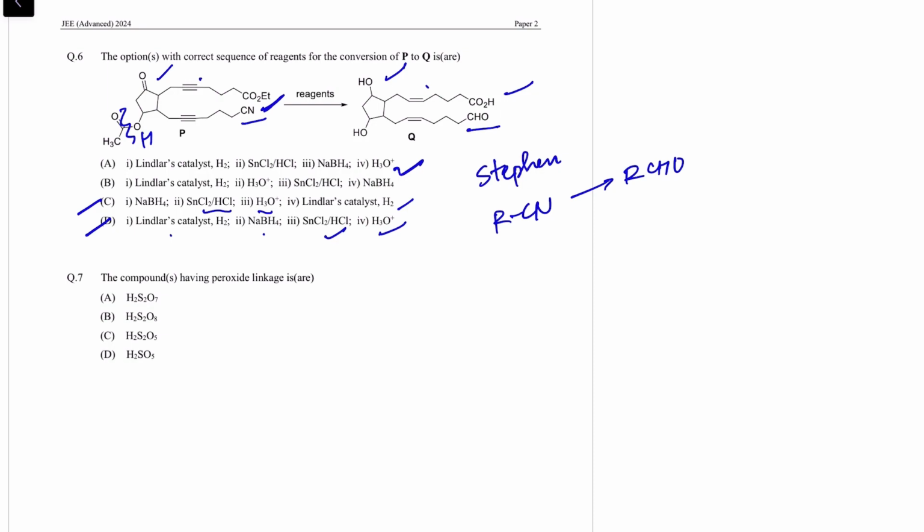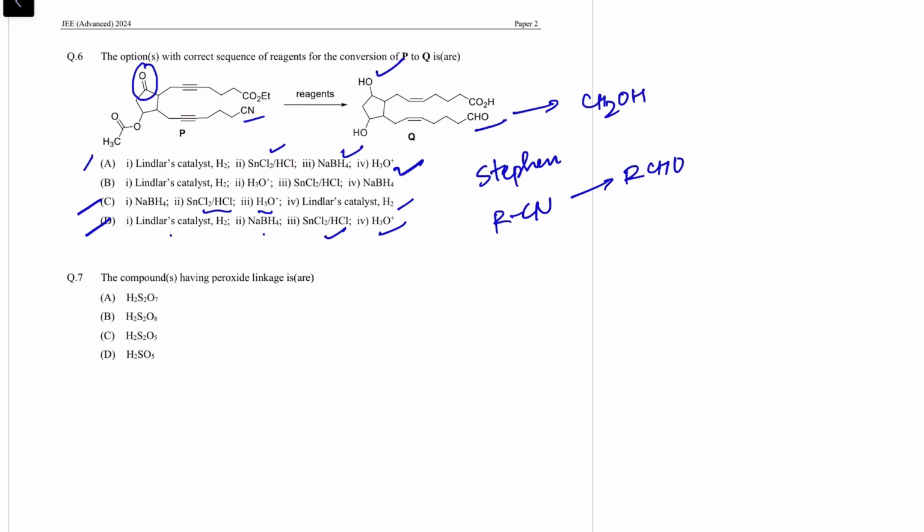We can observe what happens in option A and B. When you reduce the molecule with Lindlar's catalyst, yes, the carbon-carbon triple bonds are reduced to carbon-carbon double bonds in cis configuration, but subsequent reaction with SnCl2 will produce CHO. You would think it is desired, yes, but on subsequent reaction with NaBH4, it is not only this carbonyl group that gets reduced to a secondary alcohol, but the aldehyde will also be reduced to primary alcohol. Now that is an undesired outcome. So we cannot use option A.